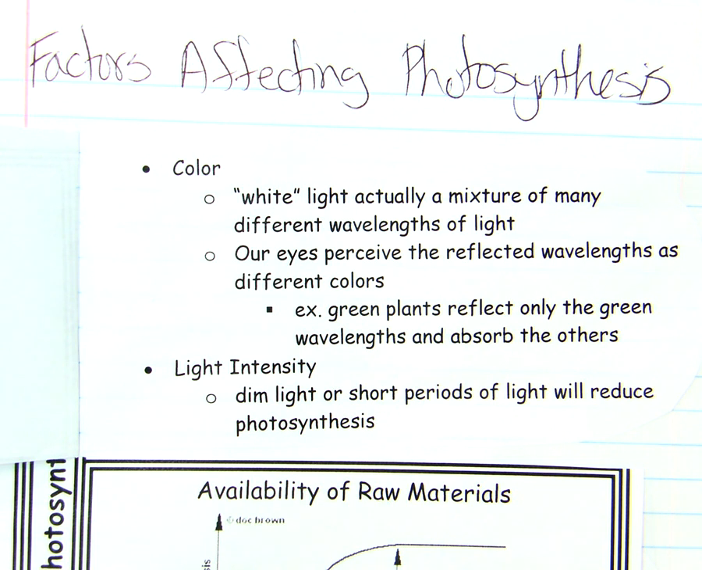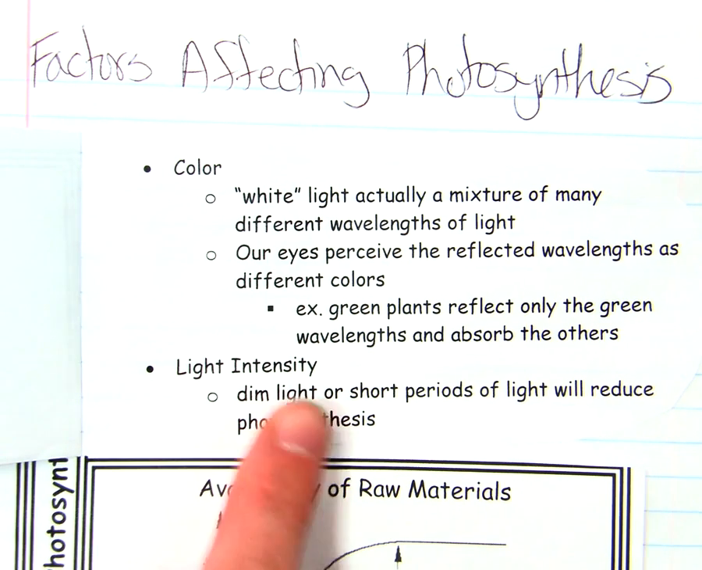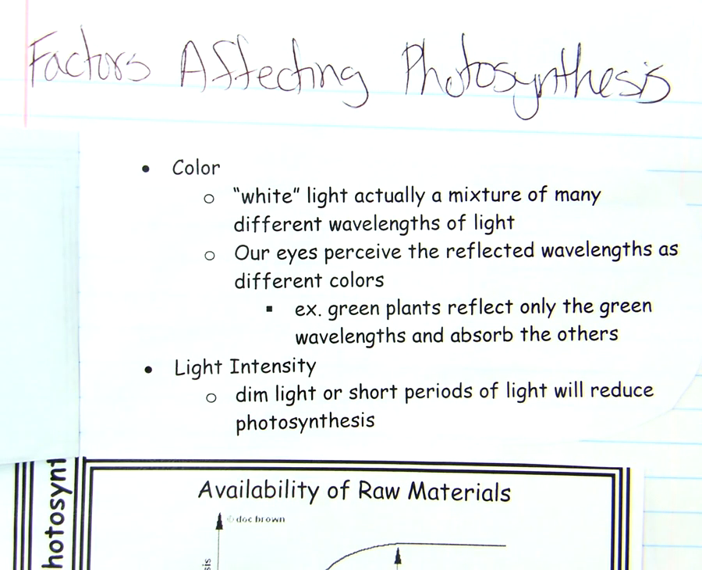The other factor with sunlight is light intensity, how bright it is, or how much is available. So if it's really dim, if we put a plant in a shadow, far away from the window, it's not going to do as well. Or if we only give a plant a little bit of light every day, that's going to reduce the amount of photosynthesis done.